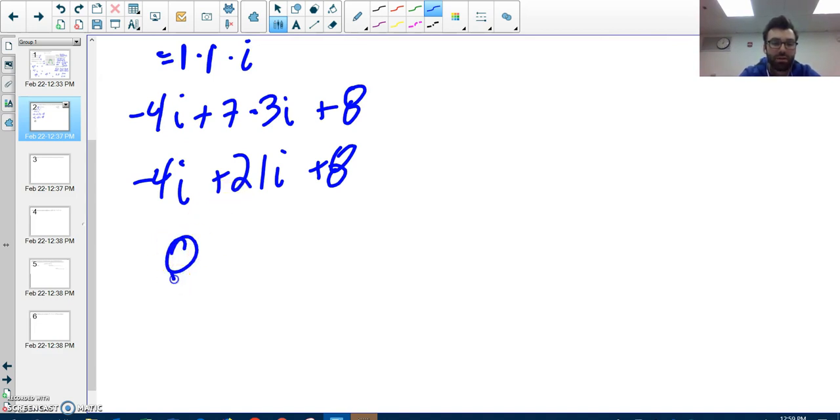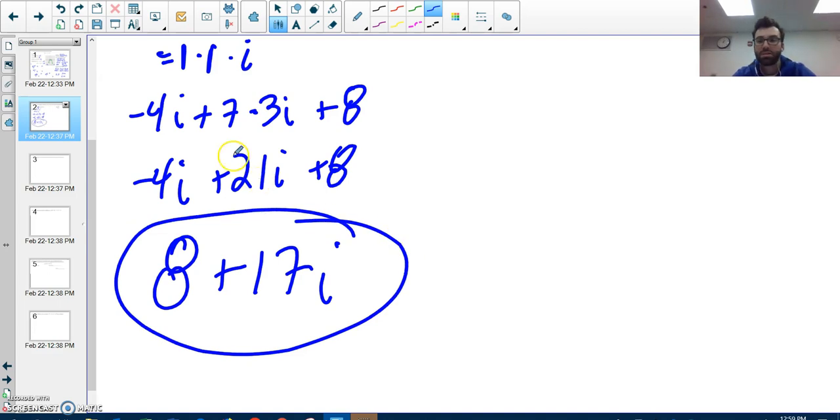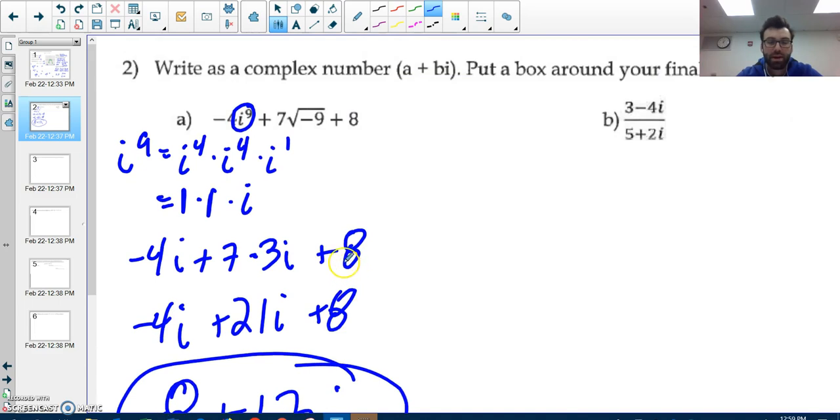Now, I always have to write my non-imaginary number first and my imaginary number second when writing a complex number, okay? So it is in standard form. The biggest part about this, all right, is the i to the ninth. The i to the ninth can be i to the fourth times i to the fourth times i to the first, okay? Break it down in terms of i to the fourth power.